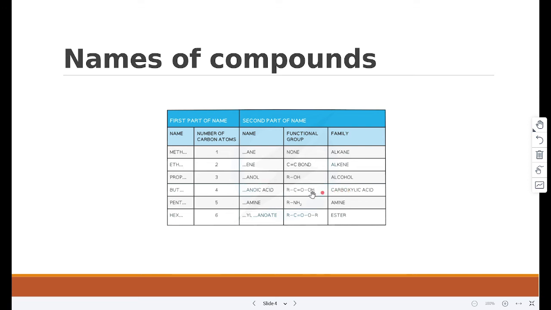Carboxylic acid with COOH will have anoic acid. Amines with NH2 groups will have amine, and esters with COO bonds will have alanoate.